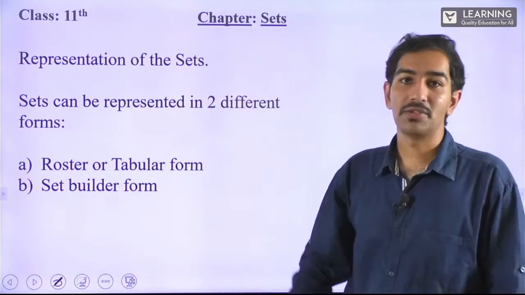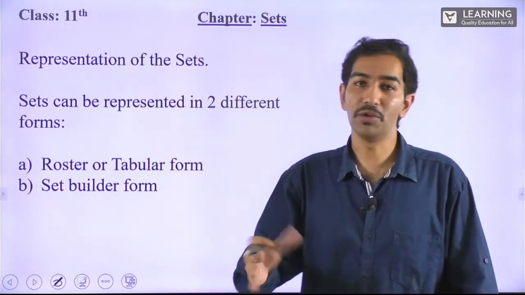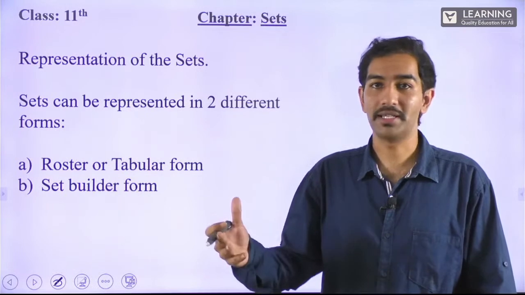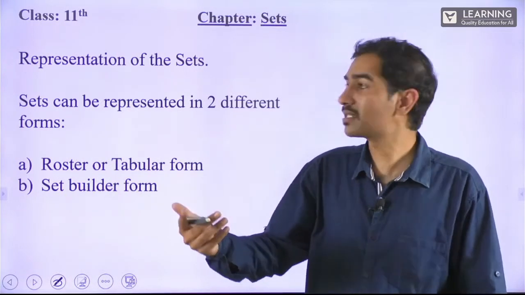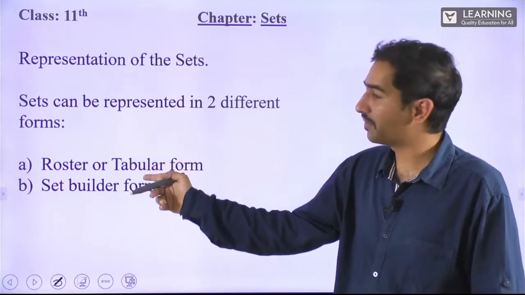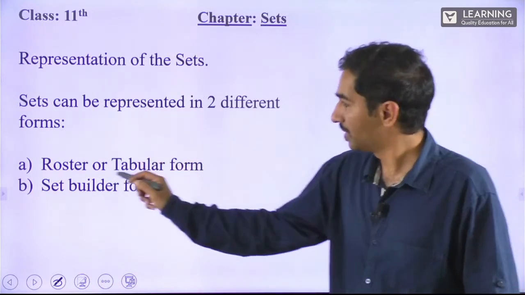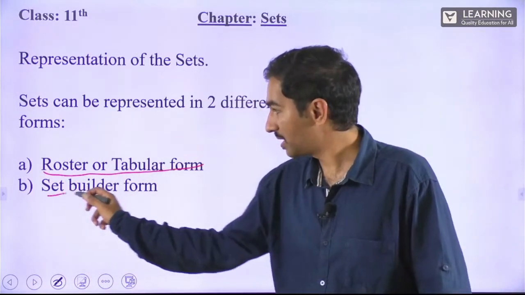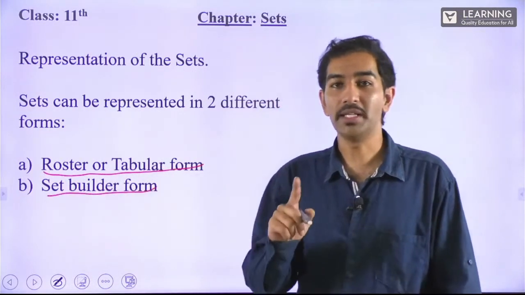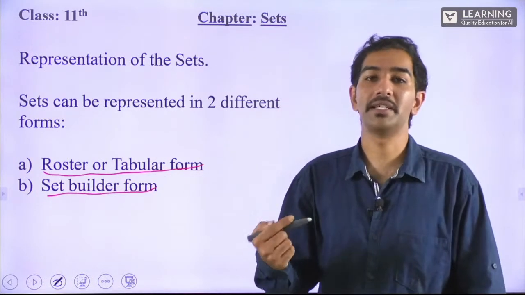Representation of sets. How can we represent sets? We know now what sets are: a collection of well-defined objects. Now how do we represent sets? We can represent sets in two different forms. The first one is the roster or tabular form and the second one is the set builder form. Students, there is one thing you have to keep in your mind while representing sets.